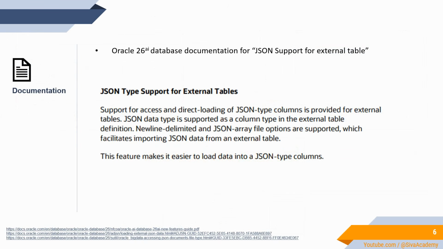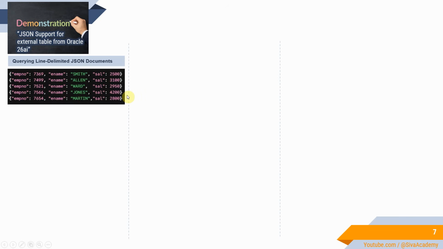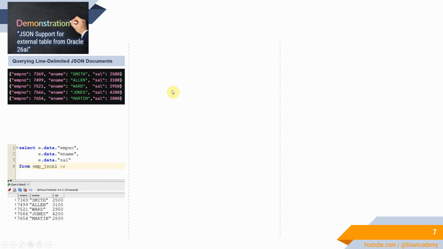Now let's see the documentation for Oracle 26 AI, which says that starting from 26 AI onwards, the external table concept is enhanced to support retrieving JSON data also. That's what I'm going to show you in 3 examples. In the first example, I'll show you how to access JSON data that is specified line by line. In this example, each row represents a JSON document containing some employee information, and I'll show you how to access it.